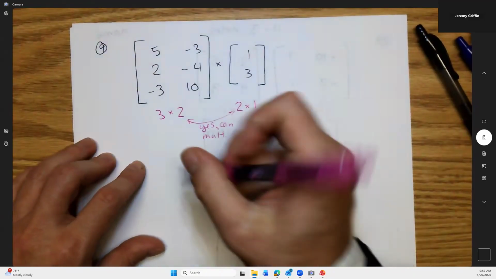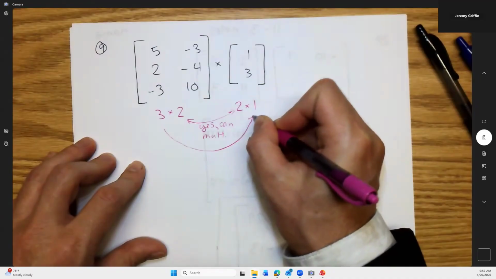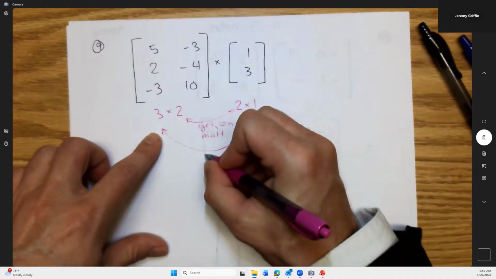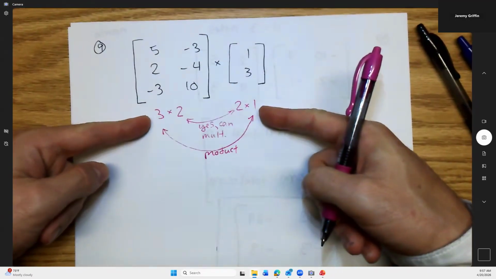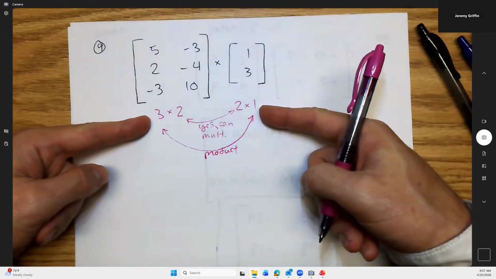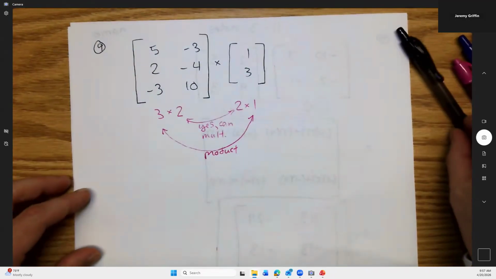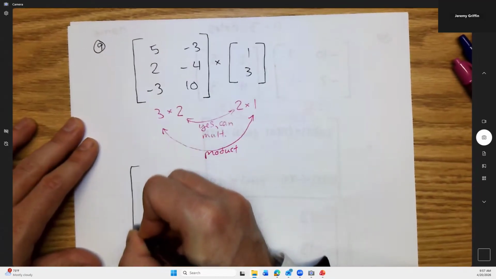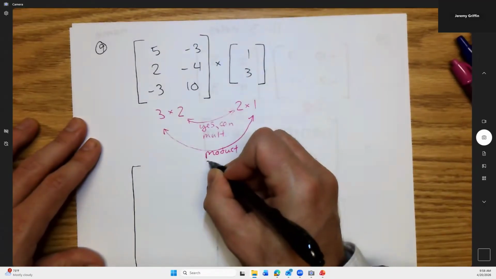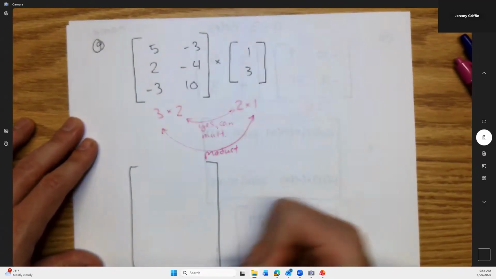And guys, the product is going to be a what by what matrix? It'll be a 3 by 1. A 3 by 1. Okay. Well, 3 by 1, that's a tall skinny matrix. So maybe I'll make something that's tall skinny. This one like that.